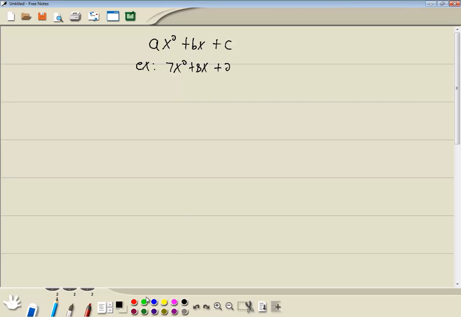Now this bx, this middle term right here, partially drives which technique to use. So if you have bx, the middle term is known. I know it's starting to get late when I'm wondering if I'm spelling known correctly.